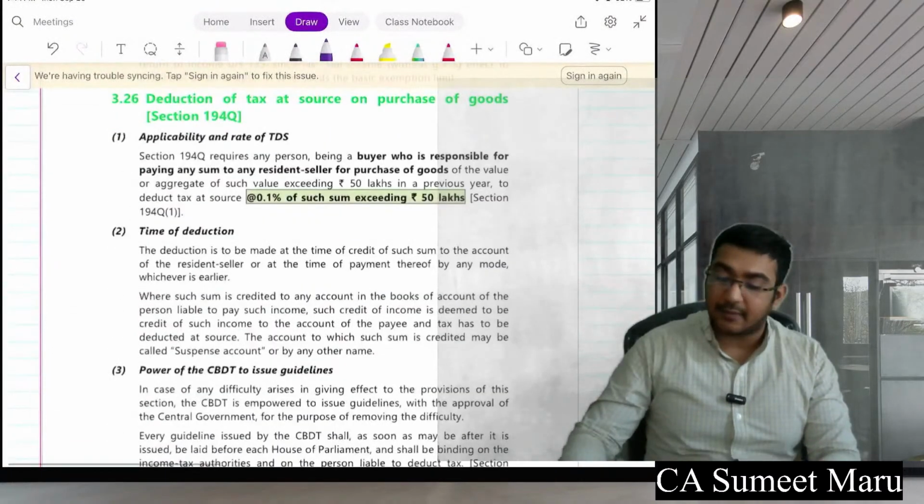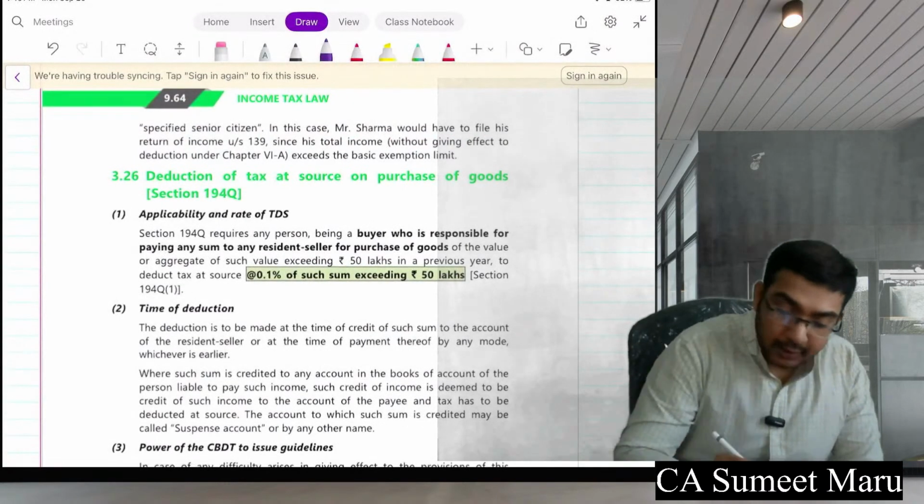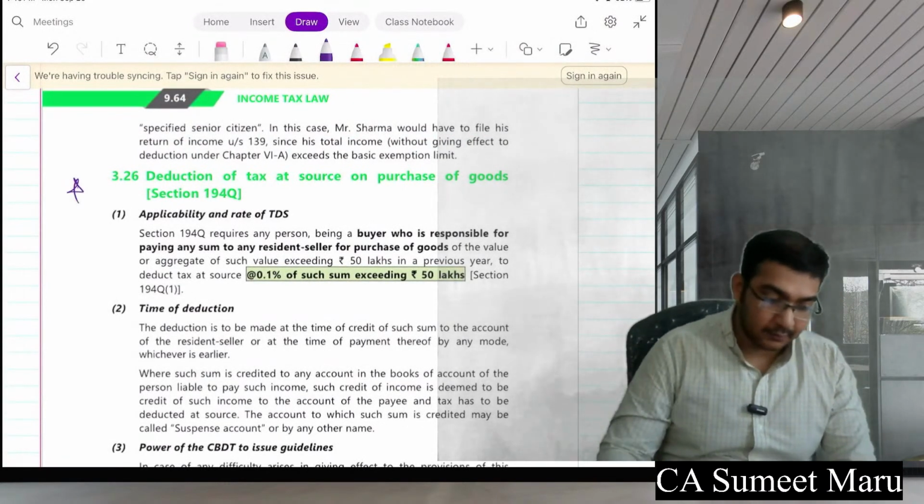Guys, I have marked some of the sections important. Please do them double time. Even this is one of the important sections for you.